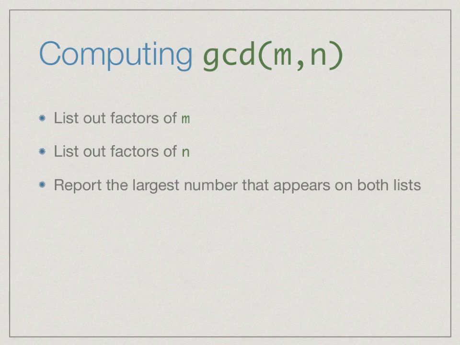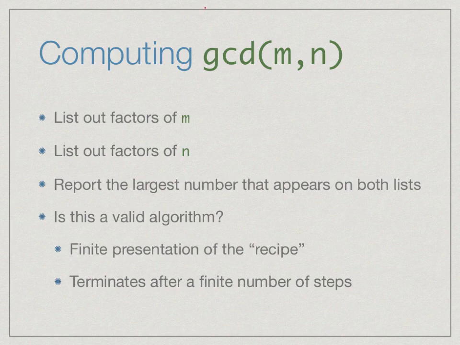Now, the question is, does this constitute an algorithm? Well, at a high level of detail, if we think of listing out factors as a single step, what we want from an algorithm are two things. One is that the description of what to do must be written down in a finite way, in the sense that I should be able to write down the instructions regardless of the values of m and n in such a way that you can read it and comprehend it once and for all. So here it's very clear we have exactly three steps that constitute the algorithm. So it's certainly presented in a finite way.